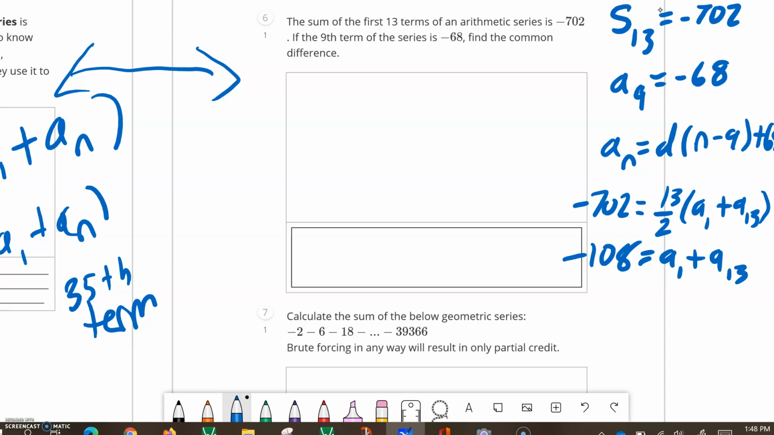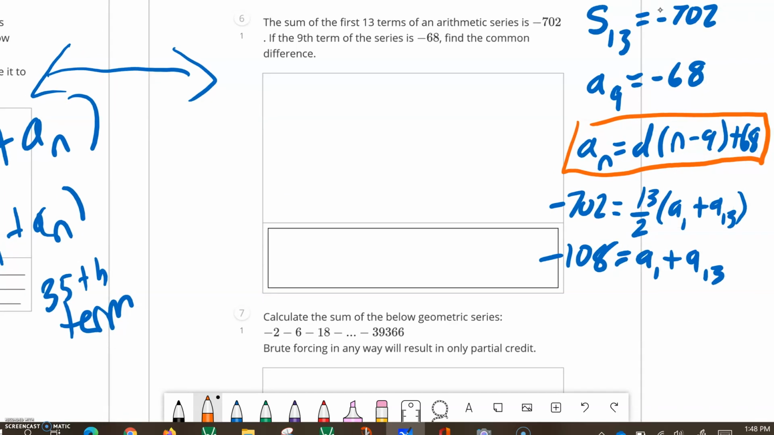So we have a few issues going on here in that I don't know what the first term is. I don't know what the 13th term is. And then I'm trying to find the common difference. So there's a lot of unknowns here. But I could use this equation here. Again, that equation came from knowing just the 9th term. I just don't know the common difference.